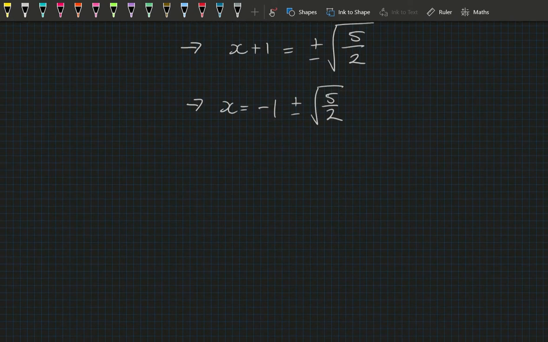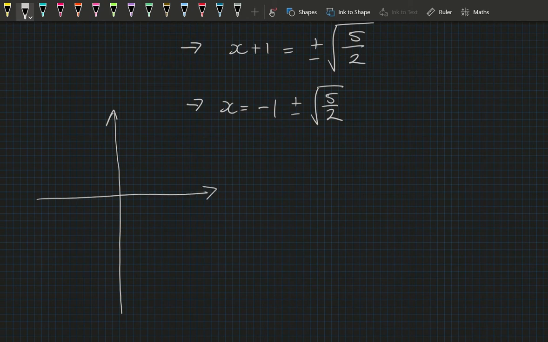Okay, so we found all the major points. So let's draw some axes. And I know I need to go all the way down to minus 5 here. And I'll add some axes for the x-axis as well. So let's mark in the turning point where x is minus 1 and y is minus 5. And the y-intercept will be where y is minus 3.